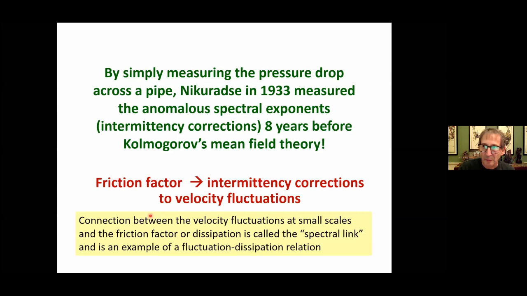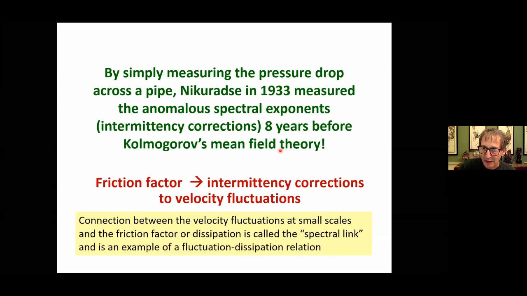What's really fantastic about this is that Nikuradse in 1933 was just measuring the pressure drop across a pipe. You can't imagine a less exalted type of experiment in the theory of phase transitions, for example. You're just measuring the pressure drop as fluid flows through a pipe. Doesn't sound very complex, does it? But he measured it so accurately that many years later, 80 years later, we were able to deduce the anomalous intermittency exponents, the scaling exponents of turbulence, the intermittency corrections, from data taken in 1933, 8 years before Kolmogorov even wrote down his mean field theory of turbulence. So this is really wonderful.